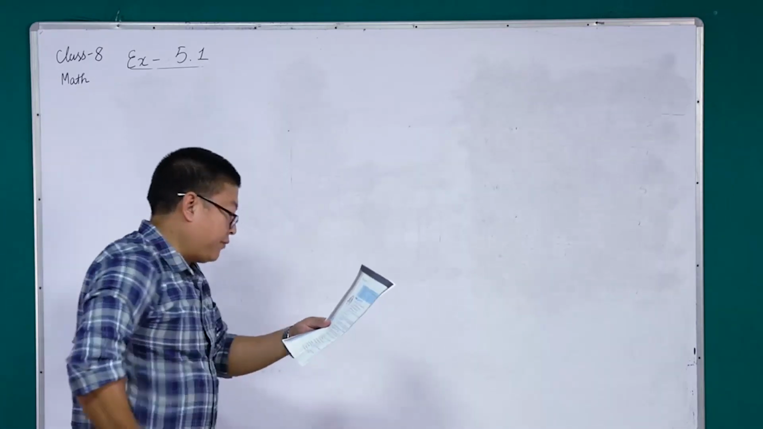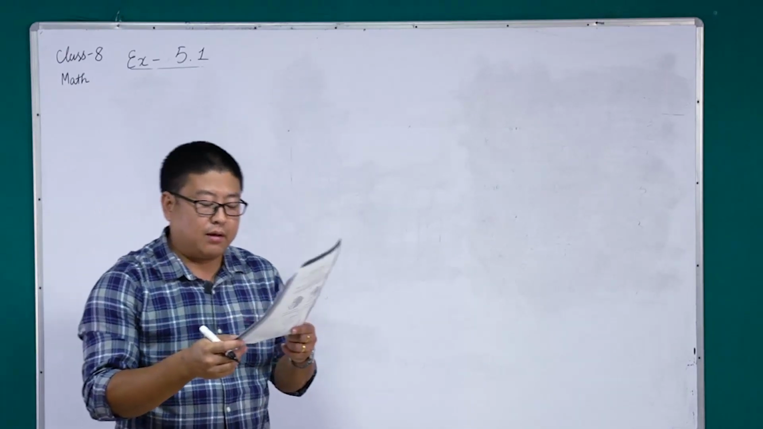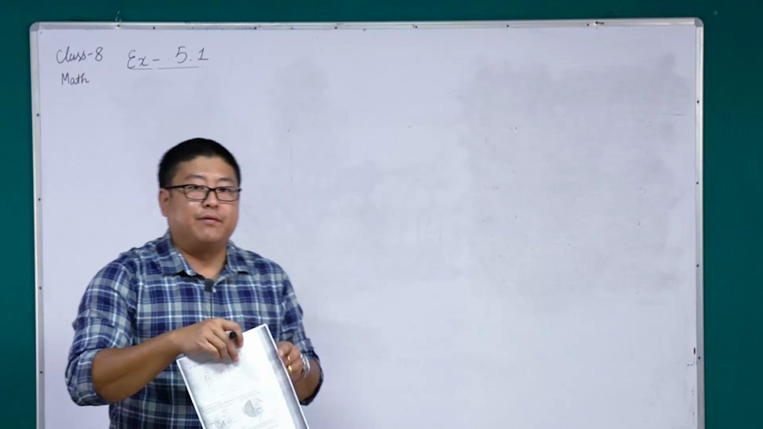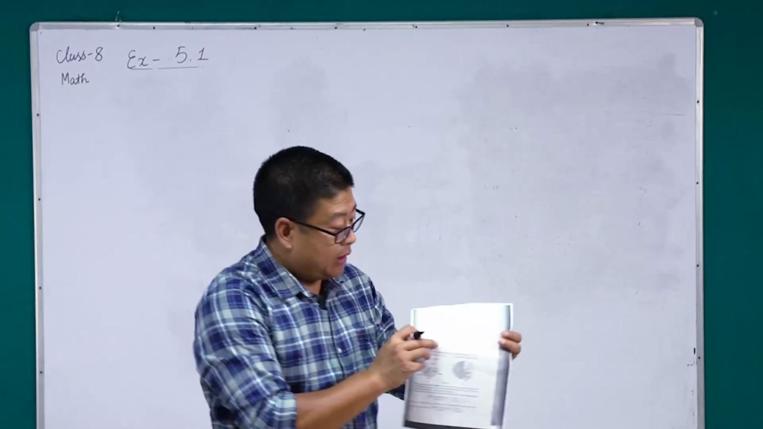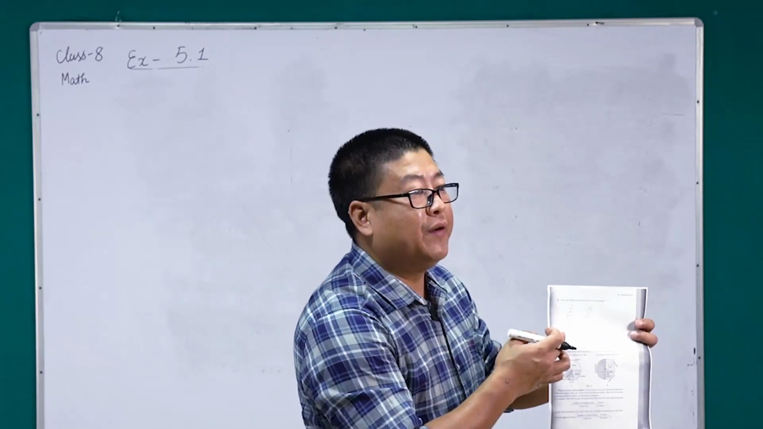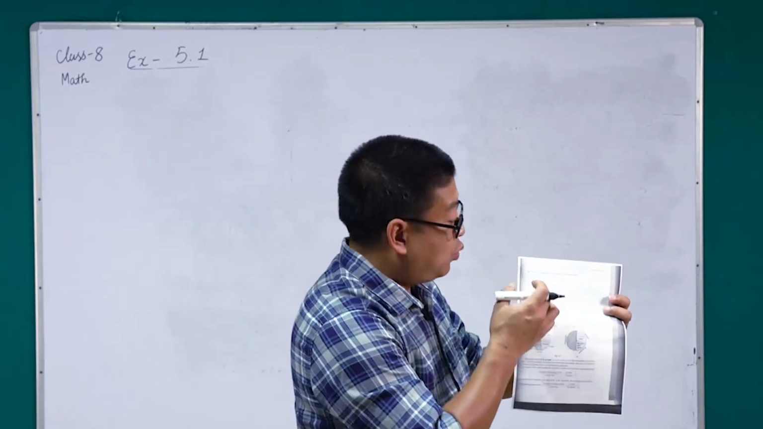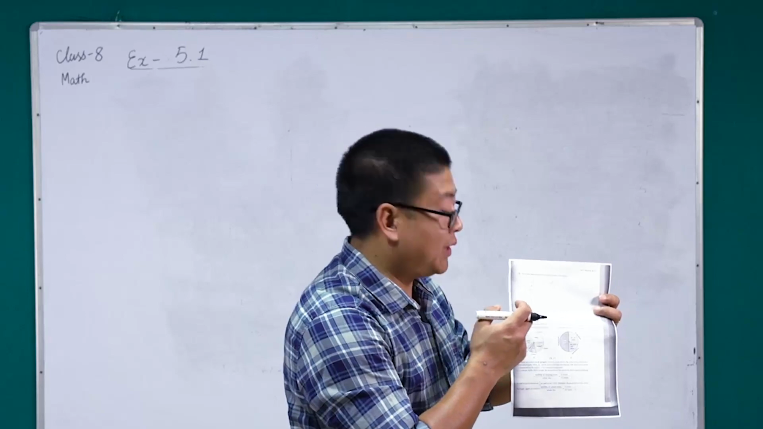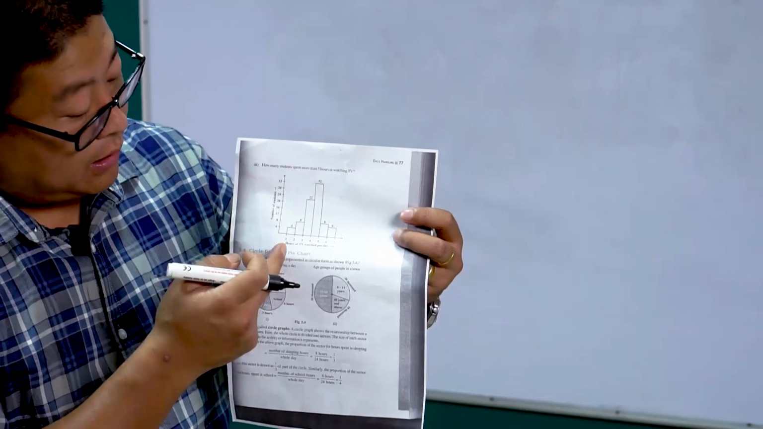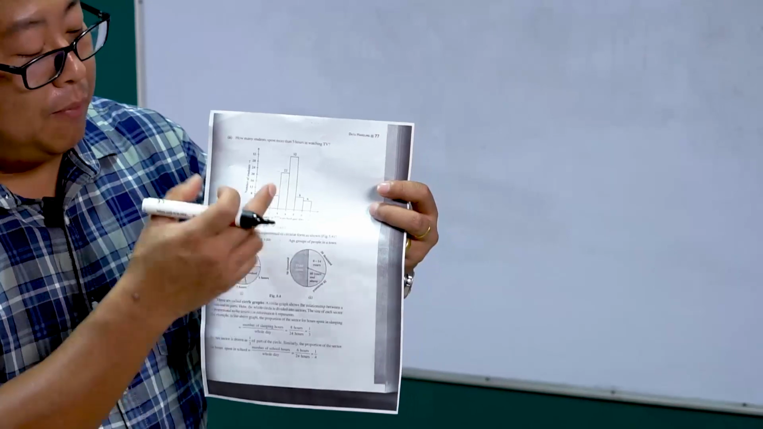Now let's look at question number 5. The number of hours for which students of a particular class watch television during holidays is shown through the given graph. The graph is given on the next page, page number 77. If you look at page number 77, we have to refer to the first graph to answer the questions in question number 5. So this is the graph. The vertical line shows the number of students. The horizontal line shows hours of TV watched per day. You will have it in your textbook. Please go through it.